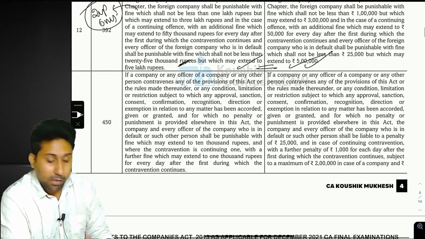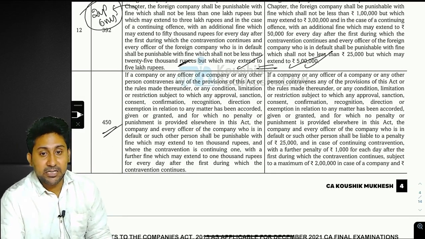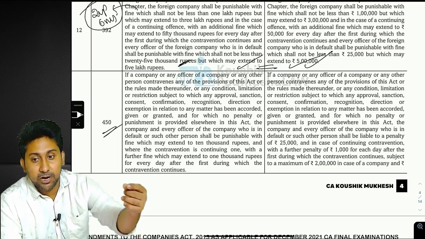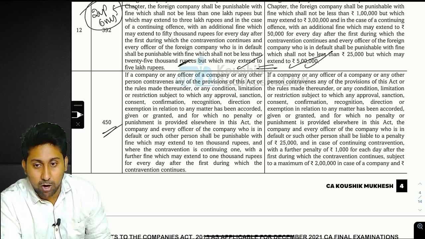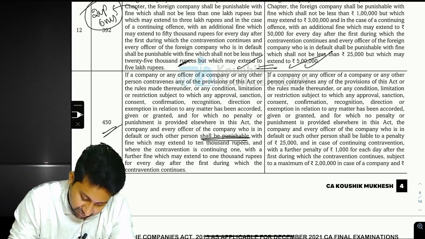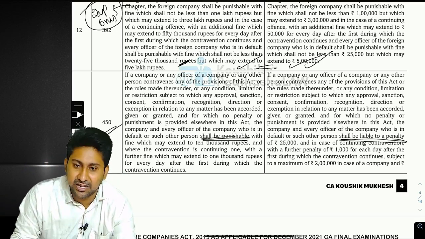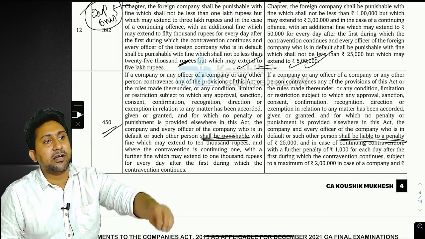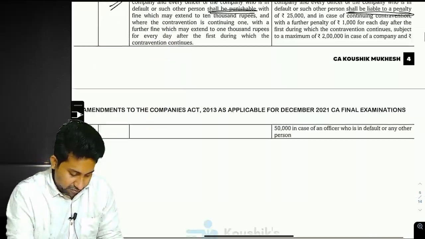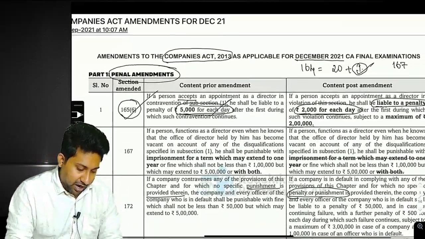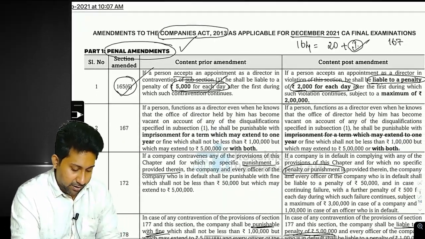Next, 450, which I mentioned just now. Punishment where no specific punishment or penalty is provided elsewhere. Once upon a time, if that was the case, what was the scenario? "Shall be punishable" used to be there. Now that was changed to "shall be liable to a penalty." Everything else remains the same. The main thing is that once upon a time it had criminal liability. Now it was changed to civil. So these are all the types of amendments that came on a penal background.